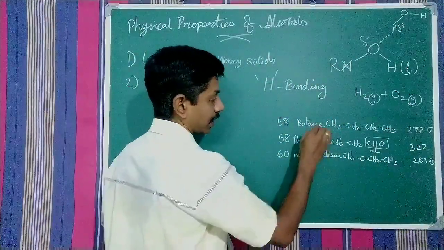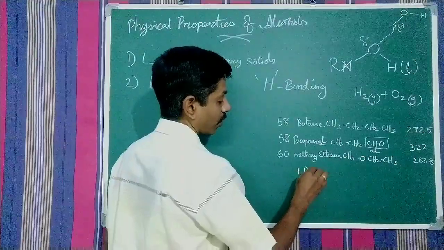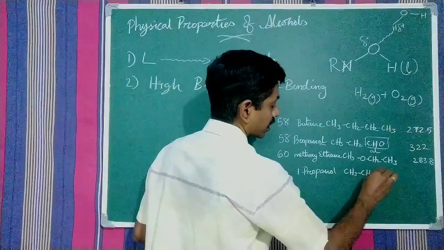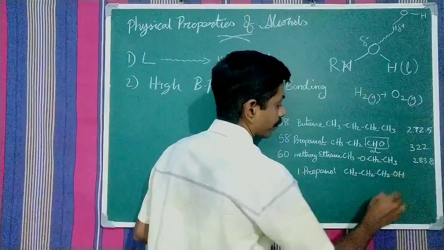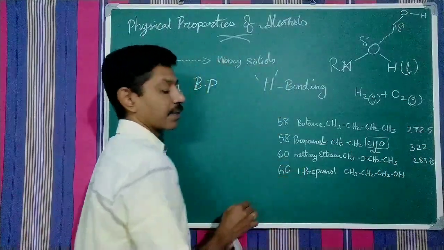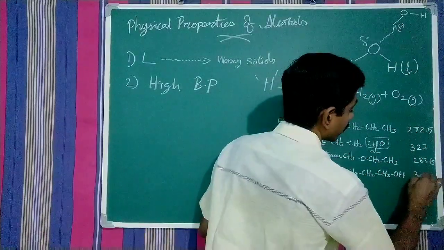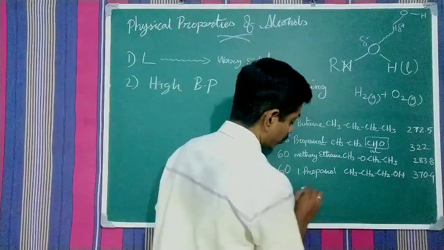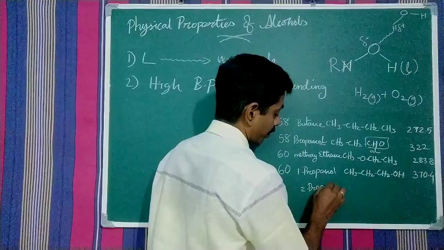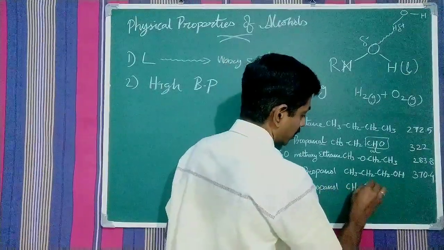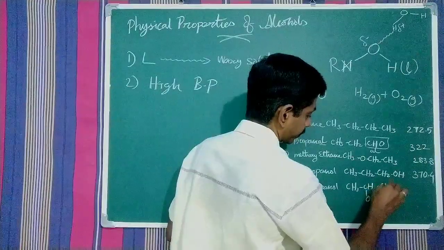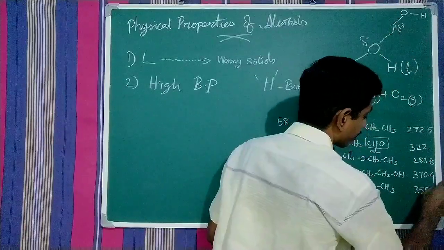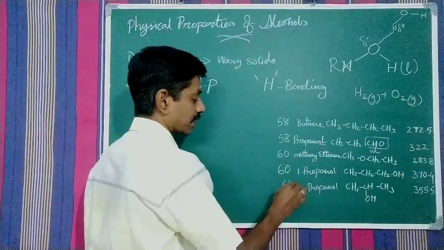And if you go for the next molecule, 1-propanol or propan-1-ol, and we learned the formula of these compounds, CH3, CH2, CH2, OH, and it is also having similarly molecular mass 60, but the boiling point, if you look closely, 370.4. I go for 2-propanol, or propan-2-ol, CH3, CHOH, CH3. Its boiling point is 355.5 and molecular mass is the same, 60 only.